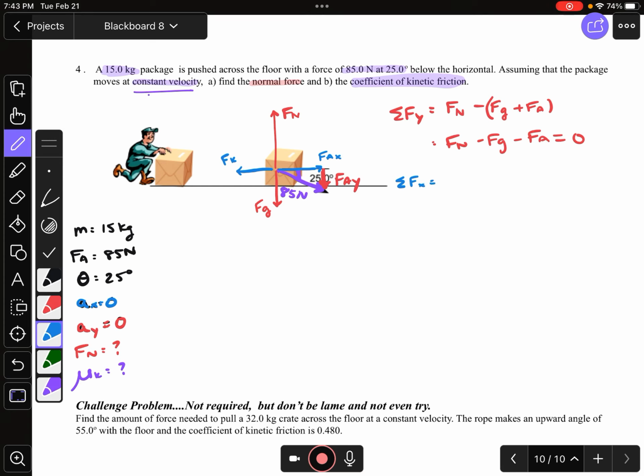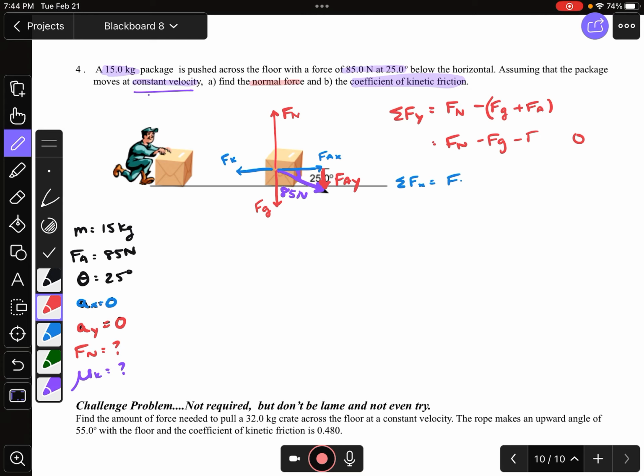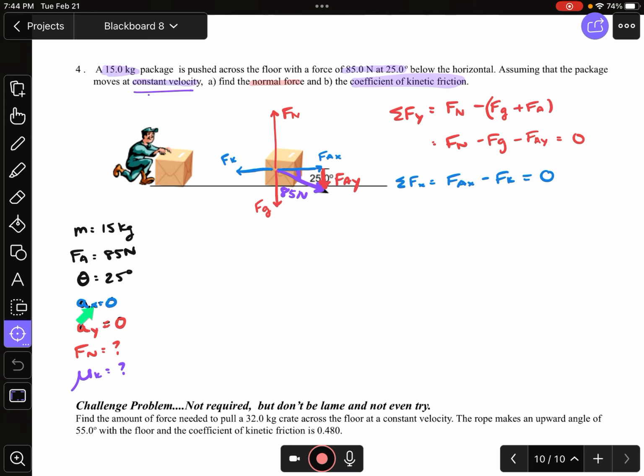The sum of the forces in the X direction, we have, hold on. I wanted to make sure I put a Y here. FA, Y. It's not all of FA. It's only FA in the Y direction. So let's just fix that up. This one we have FAX. That's the one that's pointing to the right. Minus FK. That's pointing to the left. And this will also equal 0, again because of the constant velocity. So that's what I put these numbers on the list for. That's how we got that these are both equal to 0.